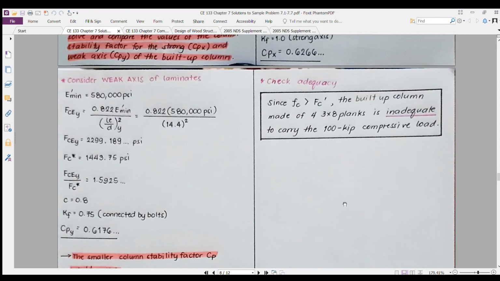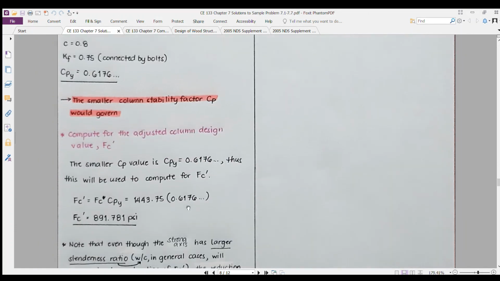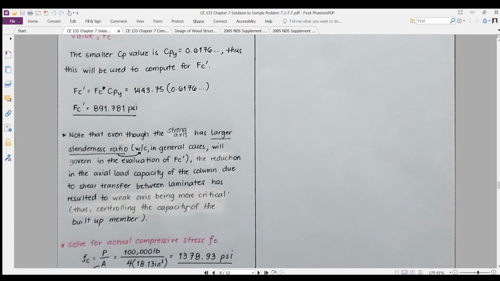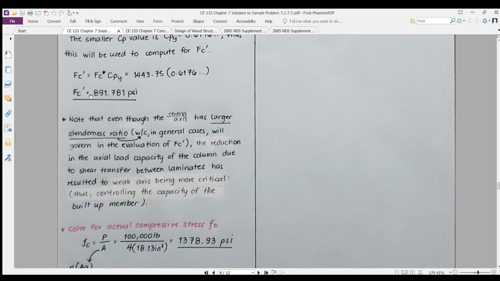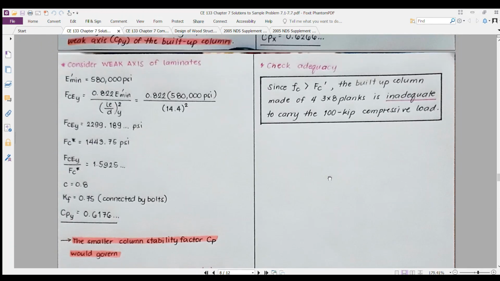Now, since FC is greater than FC prime, as you can see here, the built-up column made up of 4 inch by 8 inch planks is inadequate to carry the 100 kip compressive load.